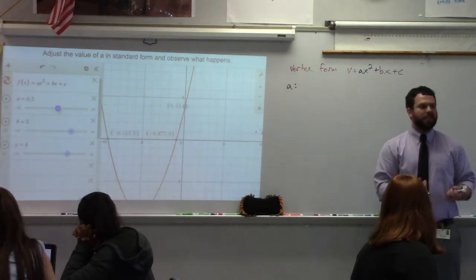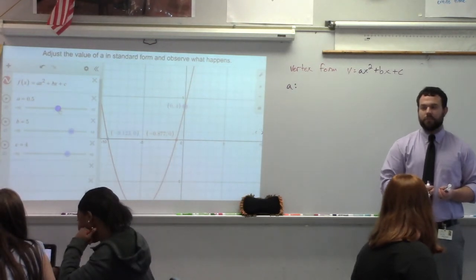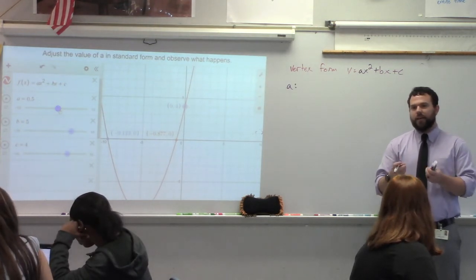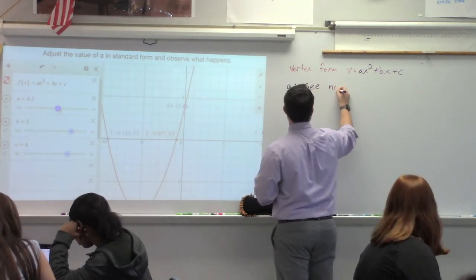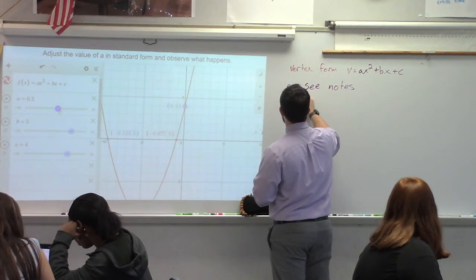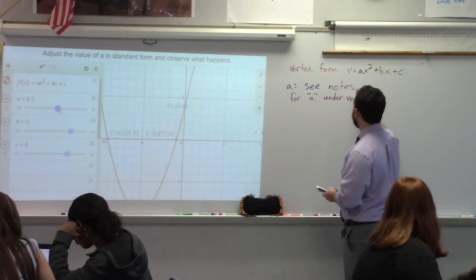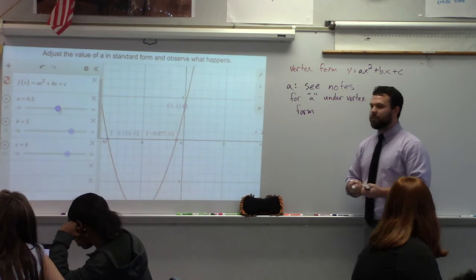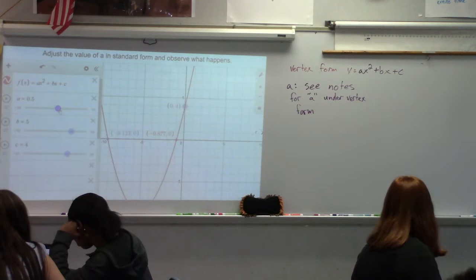Do you need to write all of those details down again? You could. Could you also just say, see the notes for A under vertex form? Oh my gosh, you sure could do that. Yes, it could help you rewrite it, but also I do want you to notice that what A is doing hasn't changed. A is still A. It's still controlling the concavity, the vertical stretch and vertical compression, things like that.